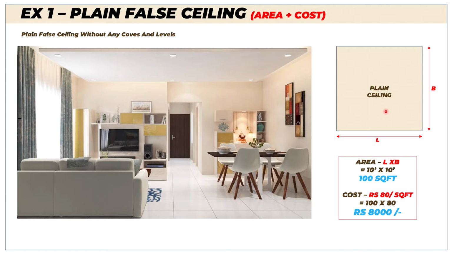So let's say the room size is 10 by 10 feet. So this is the length of the ceiling and this is the width of the ceiling. So how do we calculate the area for this? It's basically simple formula, length into width. So the total area would be 100 square feet.